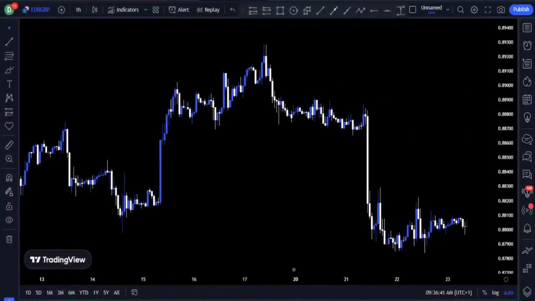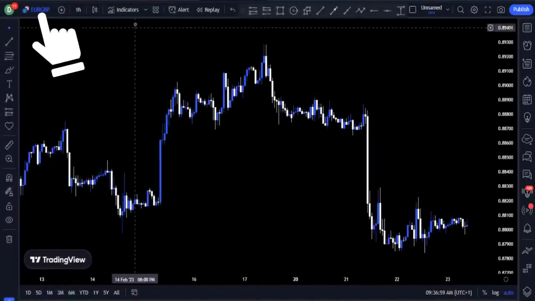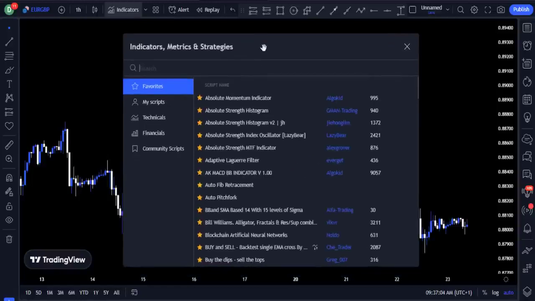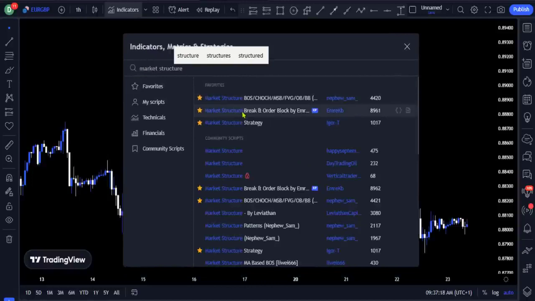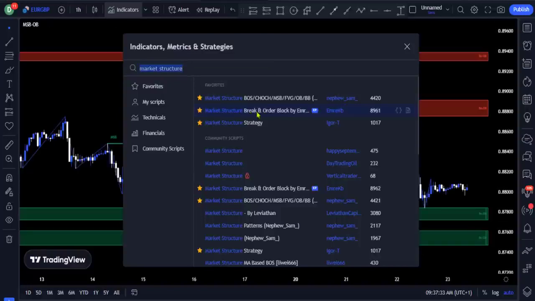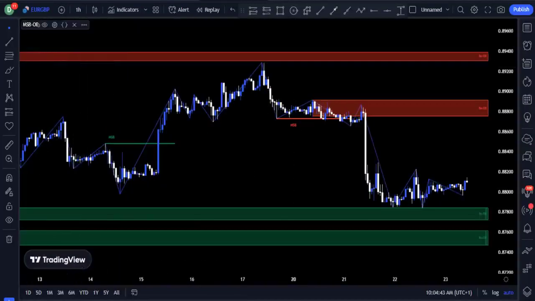Here on the chart, we are open to the price chart of the Euro-GBP currency pair, so head on over to the Indicators tab again, and type in Market Structure Break in Order. As you can see, the indicator is this one, displayed on the second line, which was created by Emre KB. So click on it to add the indicator to our chart. Now, let's quickly review its settings.